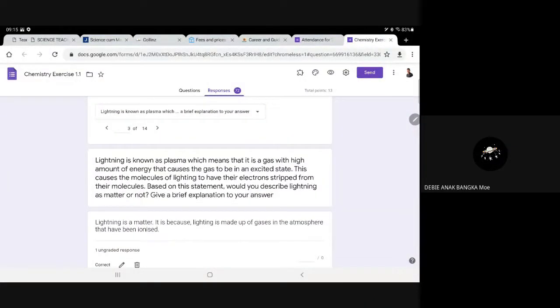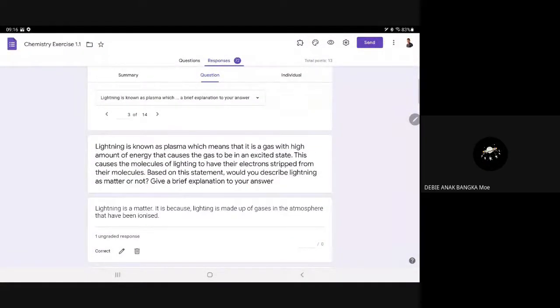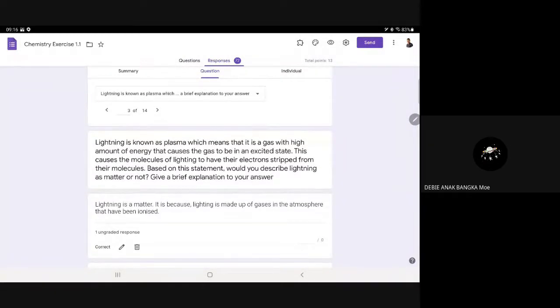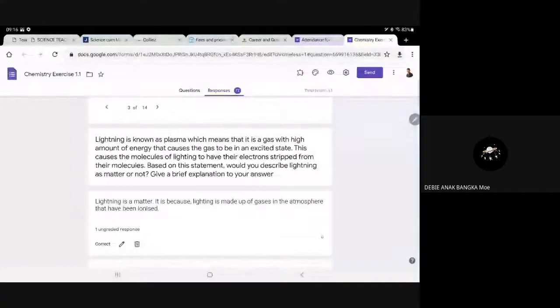Cuba check. Okay, so dalam pernyataan ni, lightning is known as a plasma, which means that it is gas with a high amount of energy that causes gas to be in an excited state. This causes the molecules of lightning to have their electrons stripped from their molecules. Based on this statement, would you describe lightning as matter or not? Give a brief explanation. So kamu kena jawab sebenarnya, ni soalan jenis macam kebat lah. Kamu bagi jawapan kamu and then kamu bagi sebab kenapa.